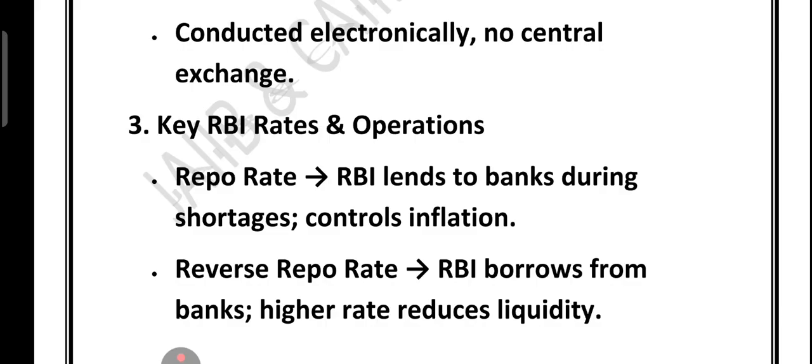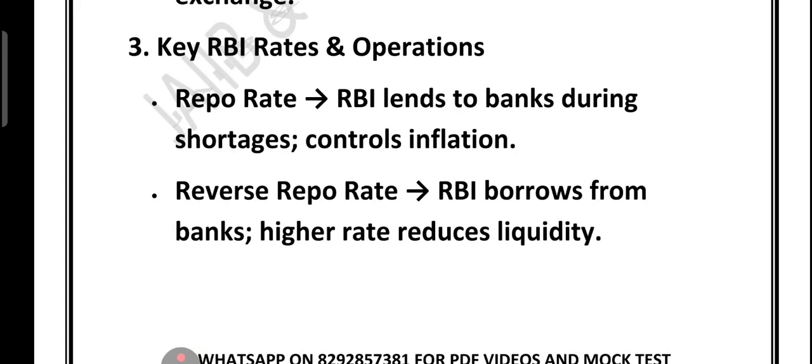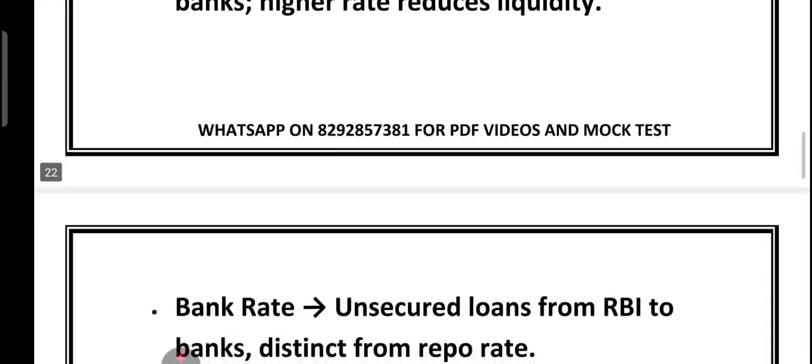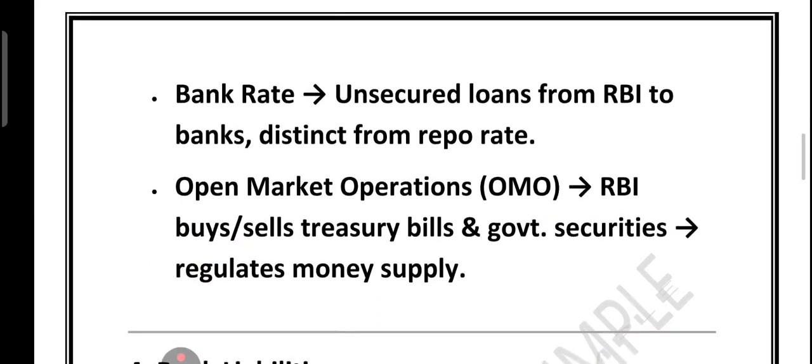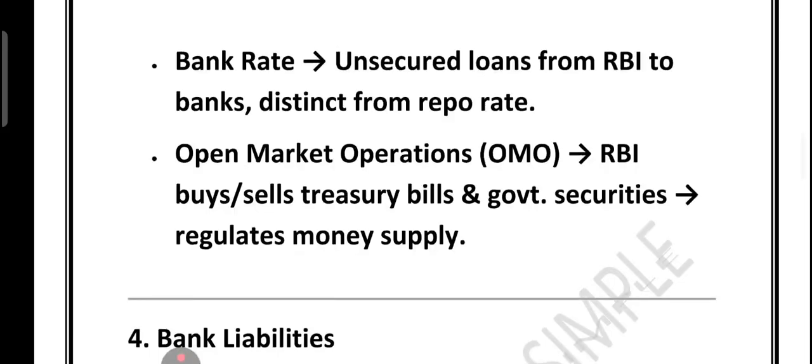Some rates I have provided you. Repo rate is the rate at which the RBI lends money to the bank when they face shortage. It helps control inflation. Reverse repo means RBI borrows from banks. A higher reverse repo rate reduces liquidity in the system. Bank rate means an unsecured loan from RBI to banks, which is quite different from repo rate. And OMO means open market operation, which means RBI buys or sells securities, say treasury bills, right? RBI buys or sells treasury bills and government securities to regulate the money supply.